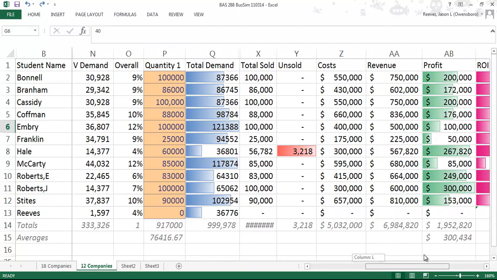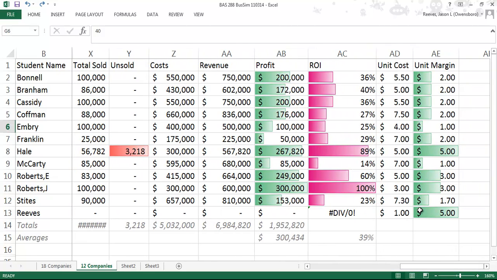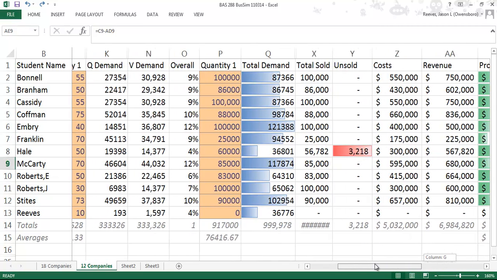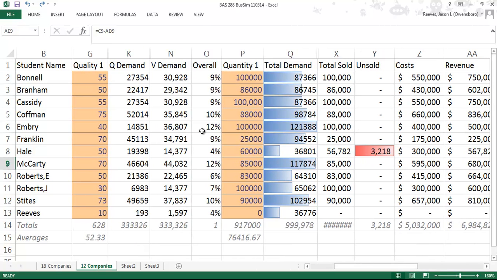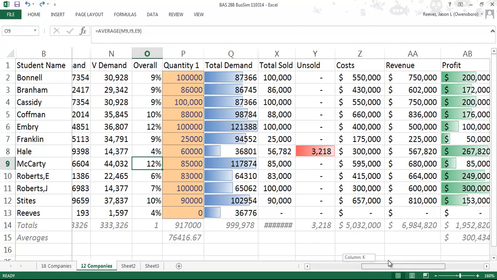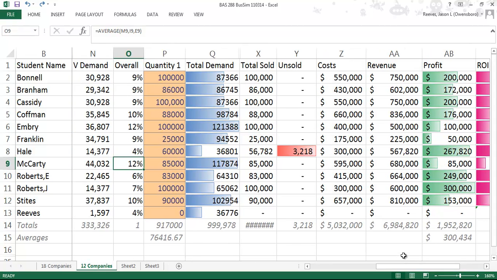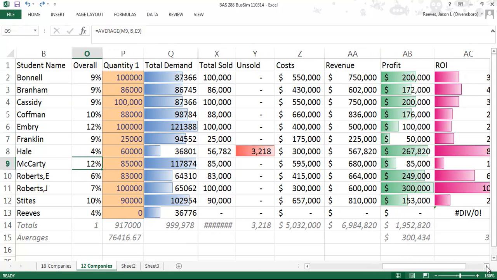And if you look at the unit margins down here, we won't worry about that right now. The unit margins, customers know a good value when they see one. So here, the Embry Company and the McCarty Company should really have strong demand, and they do. They both were getting 12% of the demand from everyone. So again, it just lets you know that in a business, the customers are going to want good prices, good products, and good value.